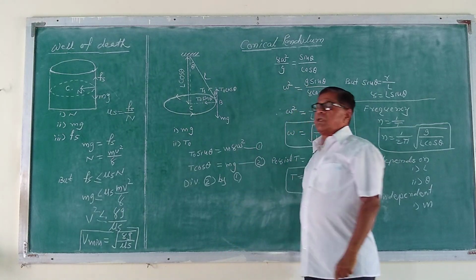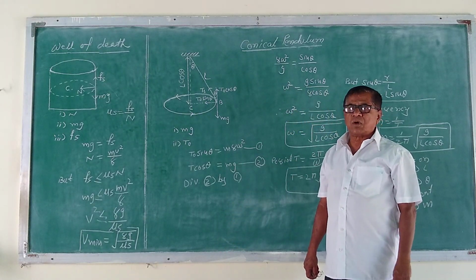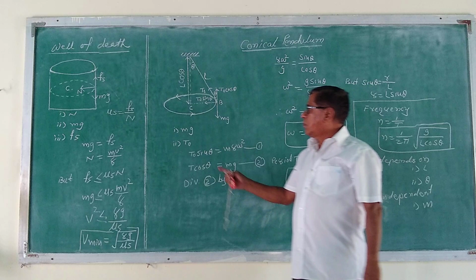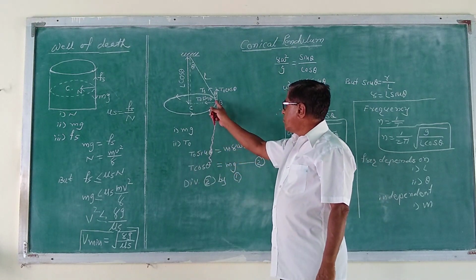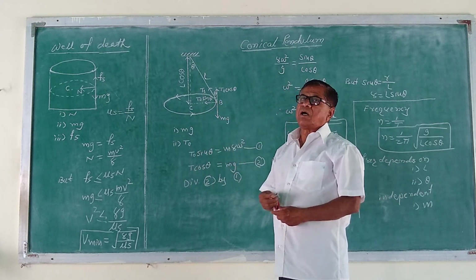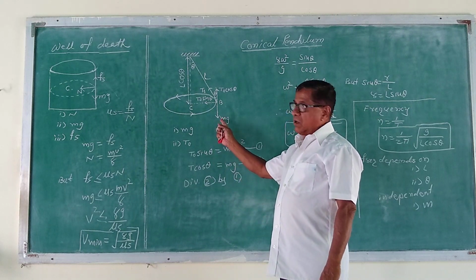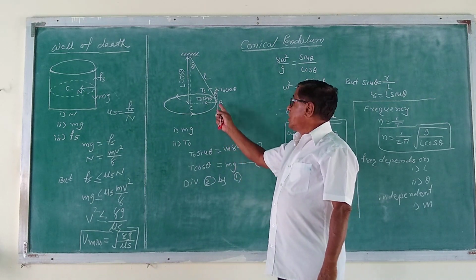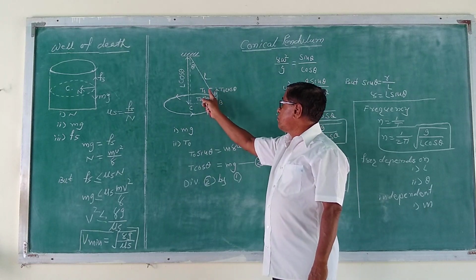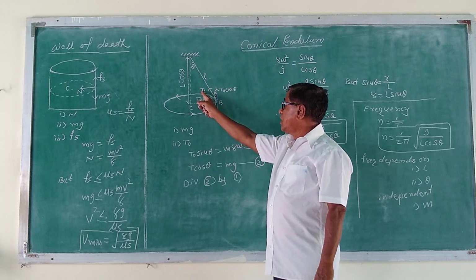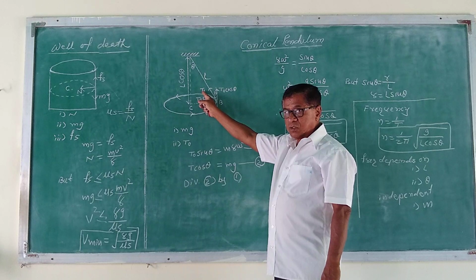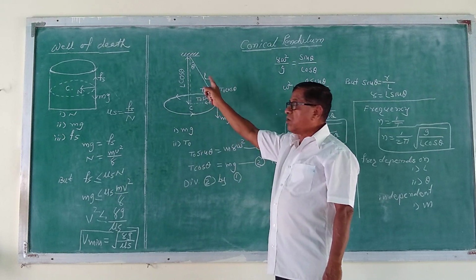At the position B, the forces acting on the bob are, number one, weight mg. Yes, it is weight mg. It always acts in the vertically downward direction, that is mg. Second, tension T along the string. This is the direction of the tension T, that is taken as T0. T0 is the tension T along the string.